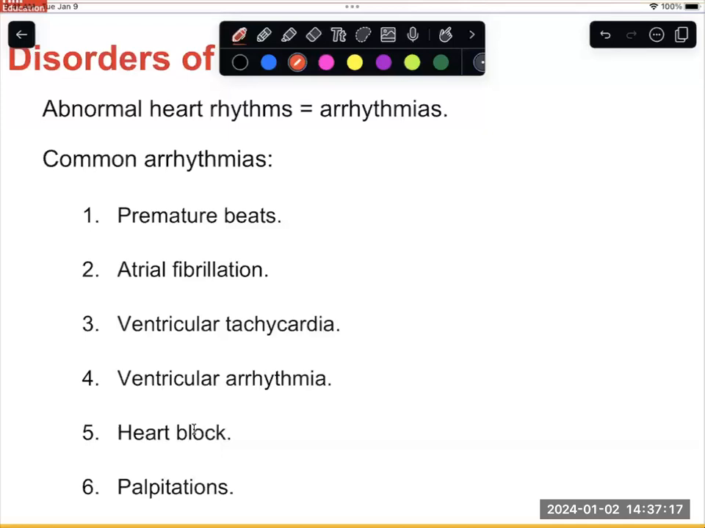Ventricular arrhythmia is an irregular heartbeat of the ventricles. Heart block is an interference in the electrical conduction system of the heart. It's causing no coordination between the atria and ventricles contracting. They usually work together, so when there's a heart block, they do not. And then palpitations are uncomfortable sensations of rapid, irregular heartbeats.